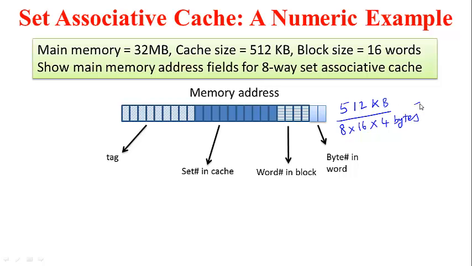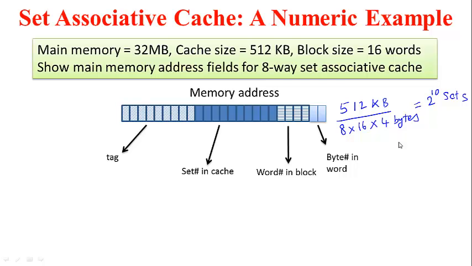So if you do the arithmetic, you will find this to be 2 power 10. So this is the number of sets in the cache. So we need 10 bits to represent set number in cache. And then the remaining number of bits, which is 9 in this case, is going to represent the tag field of the memory address.